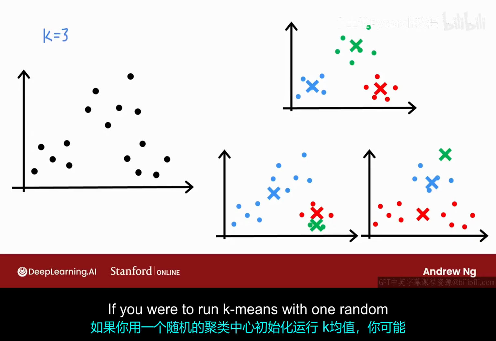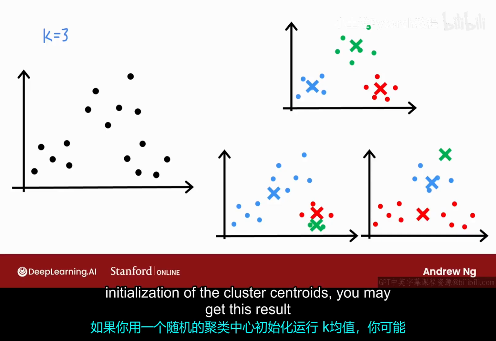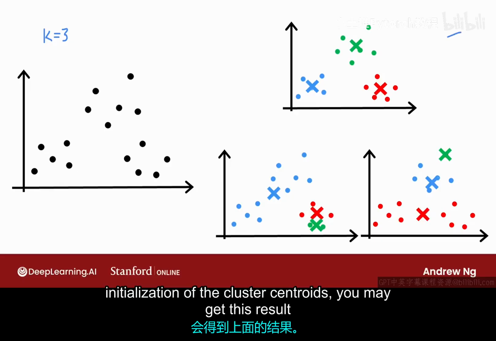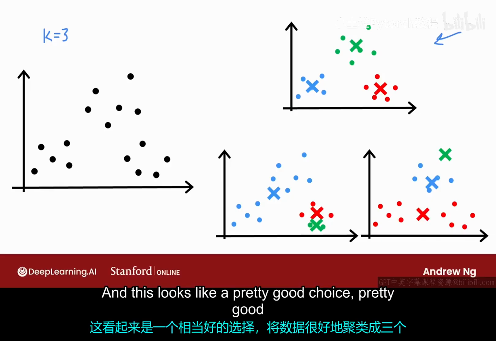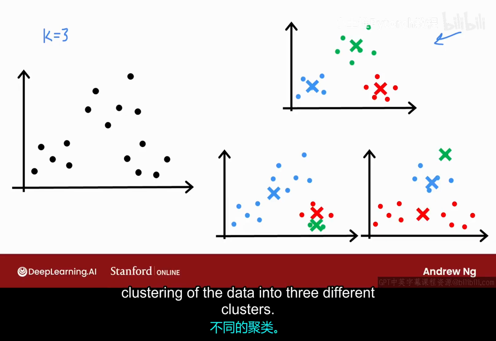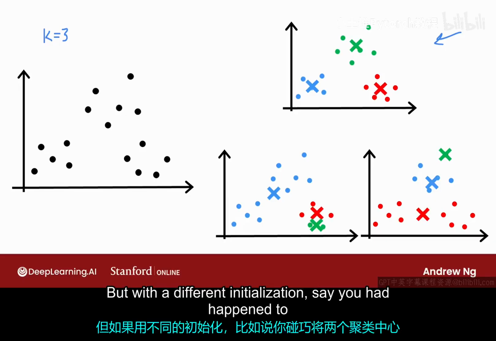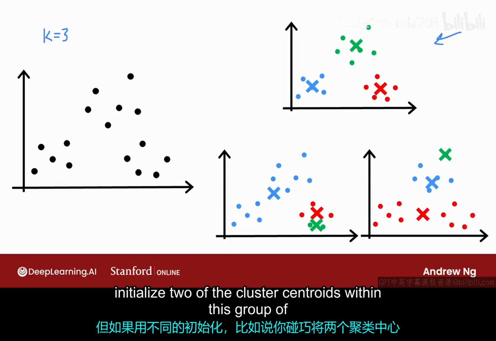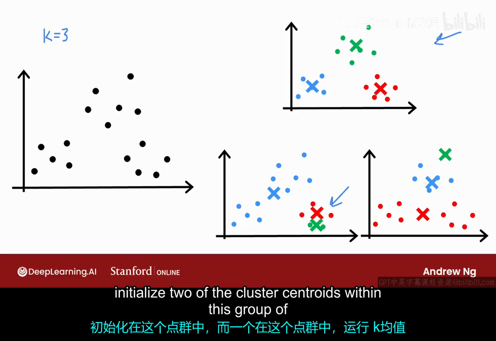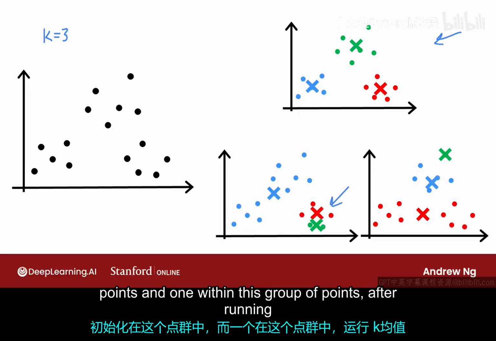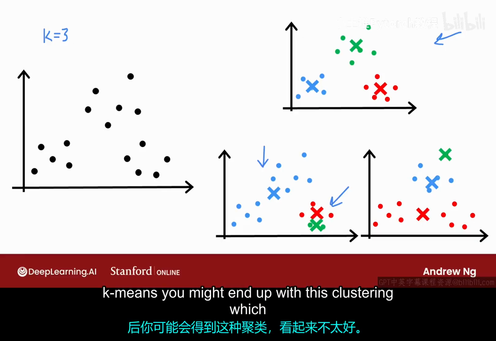If you were to run k-means, with one random initialization of the cluster centroids, you may get this result up here, and this looks like a pretty good choice, pretty good clustering of the data into 3 different clusters. But with a different initialization, say you had happened to initialize 2 of the cluster centroids within this group of points and 1 within this group of points, after running k-means, you might end up with this clustering, which doesn't look as good.